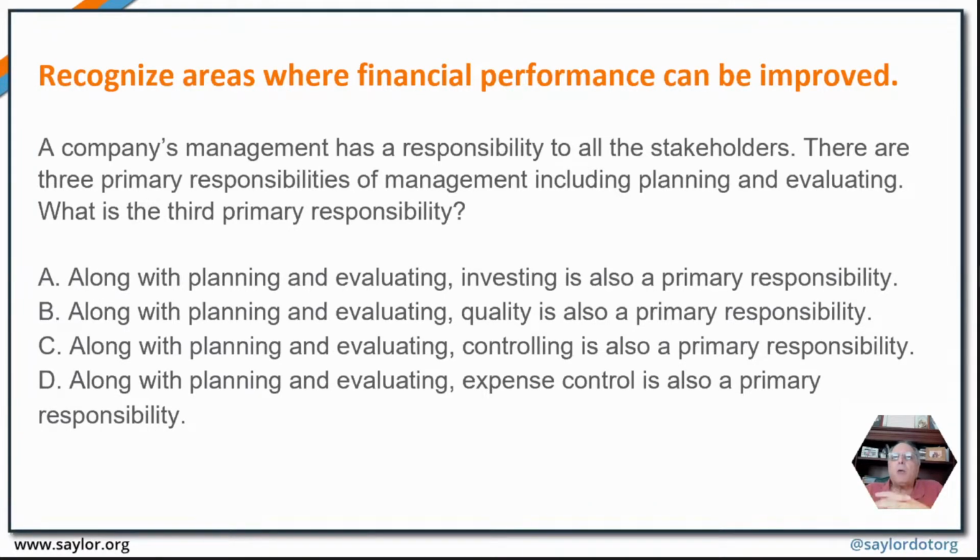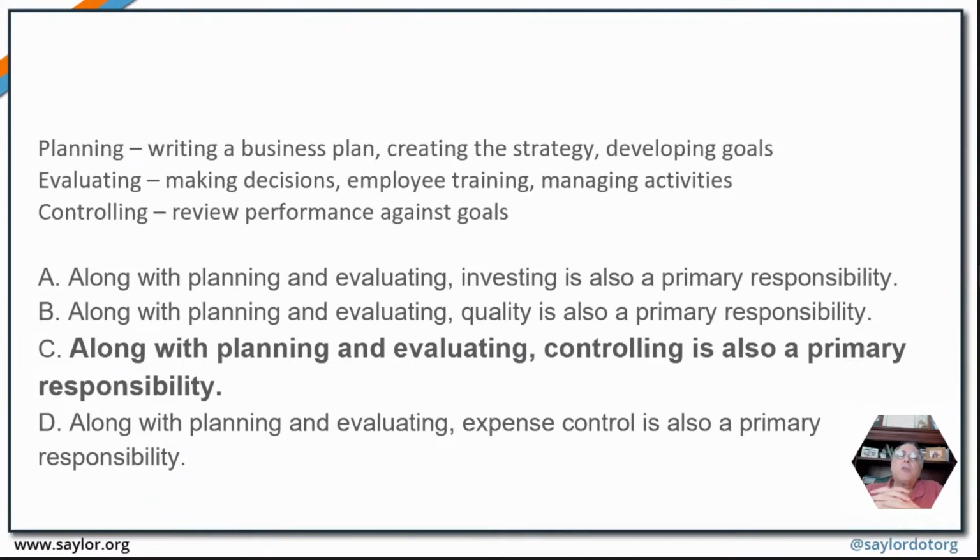Now, we talked about the primary roles of management, and we said that there were three primary responsibilities. The third responsibility is we have planning, we have evaluating, and what's the third responsibility of management? If you go back in some of our presentations, you'll see that we had a discussion describing each of these responsibilities, each of these roles. And the third role is that of controlling.